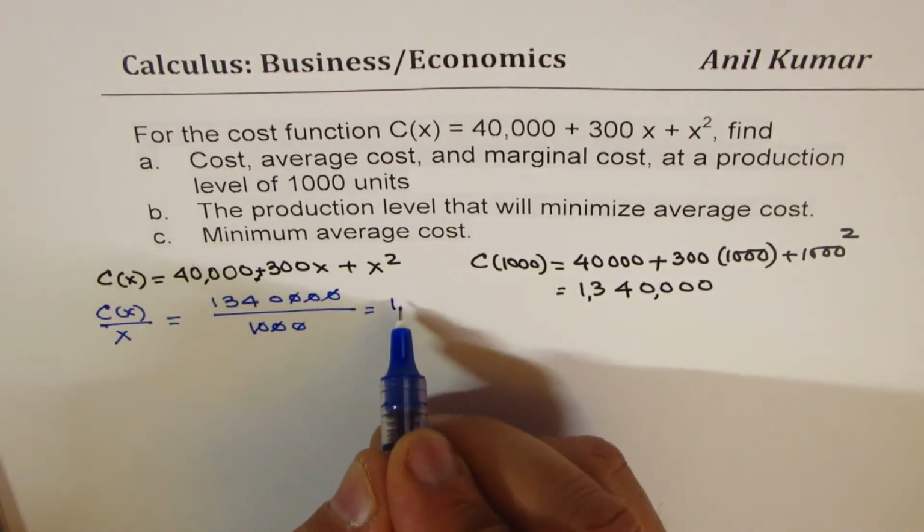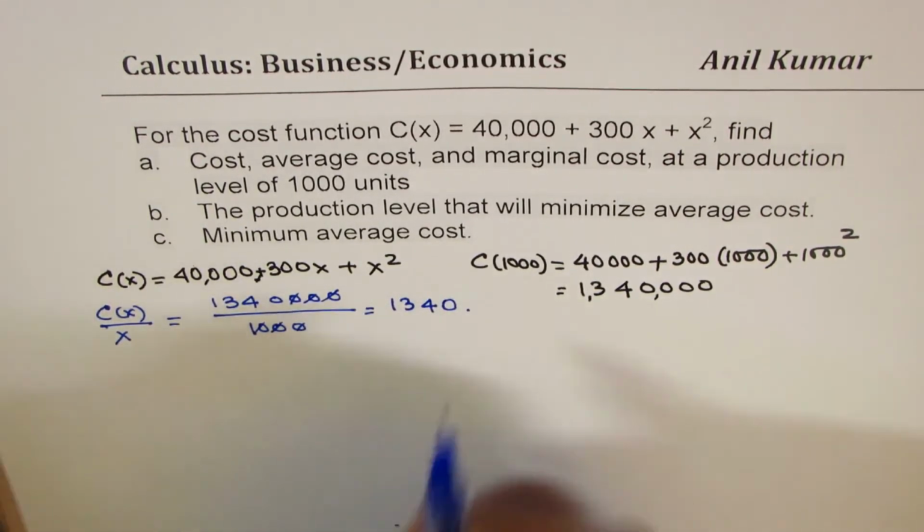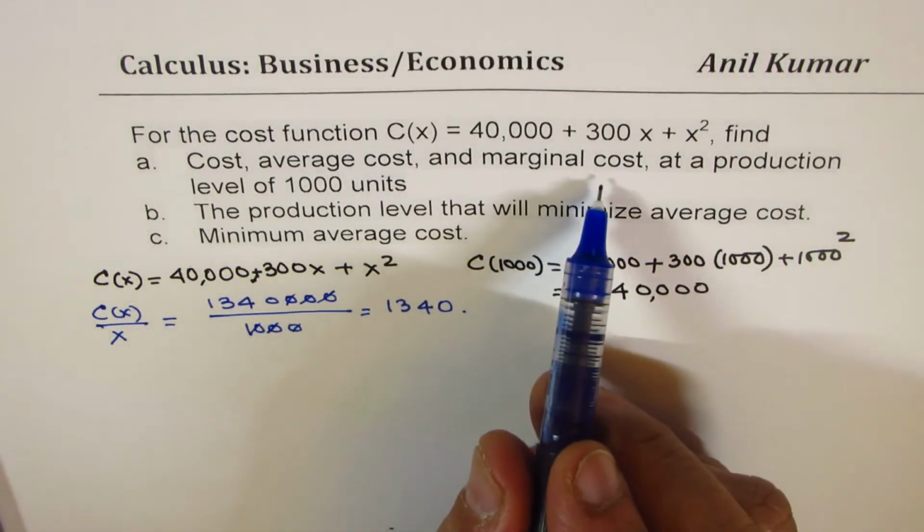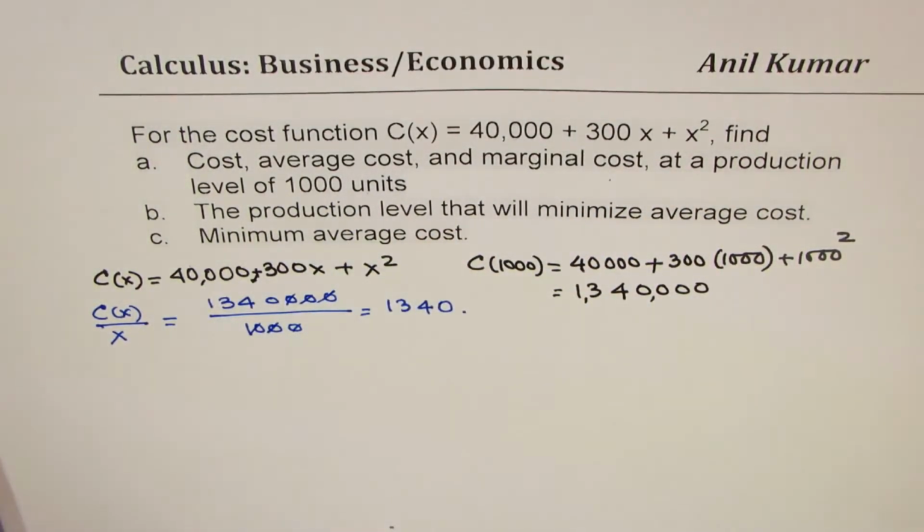So the average cost is 1340. Units, we will use dollars in our case. Correct. Now the last question, the third part, is: what is the marginal cost at this production level?